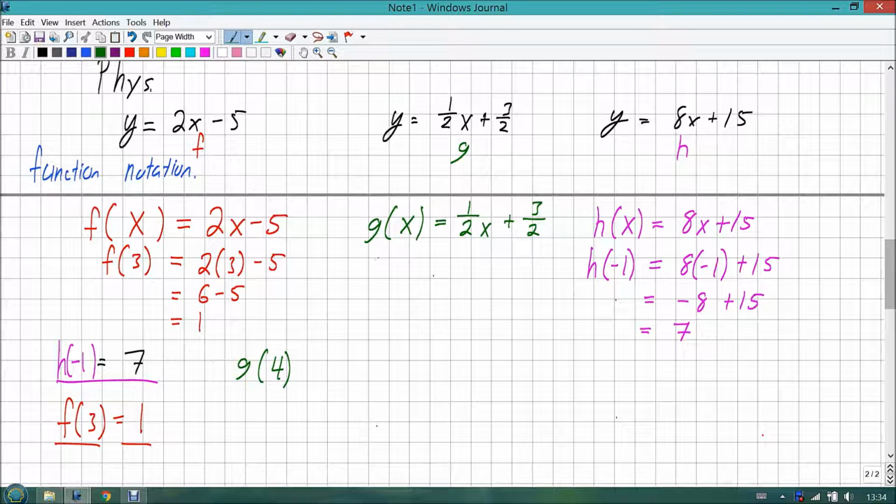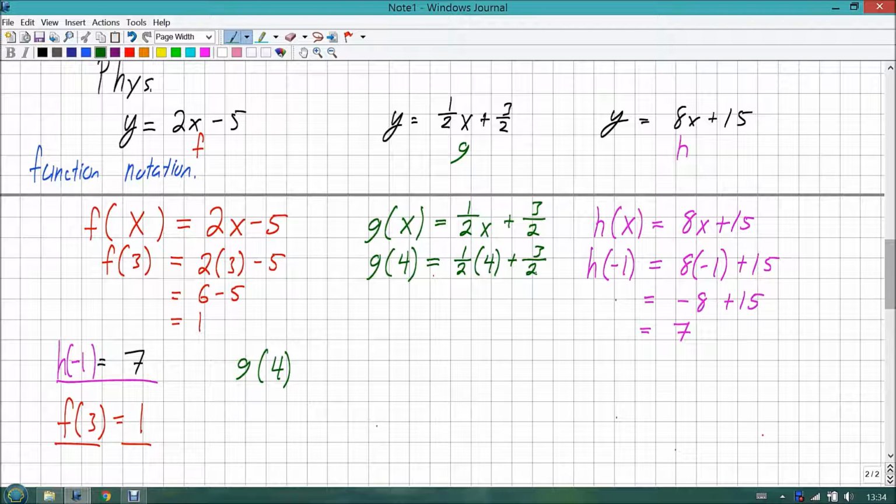Well, I'm going to go to the g function. What up, g? I plug in the 4 for wherever I see an x. So I have 1/2 times 4 plus 3/2.